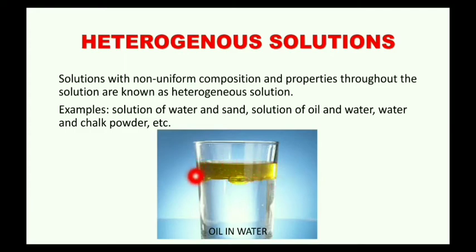Similarly, if you add sand into this solution, after some time you will be able to observe three different layers being formed. That is, oil is one layer, sand forms another layer in water, and clear solution forms another layer. So three different layers will be formed when you are mixing oil and sand in water. This proves that oil and sand are both not soluble in water. Both of them do not uniformly distribute in water. That is why they form non-uniform composition. That is why they are referred to as heterogeneous solutions.